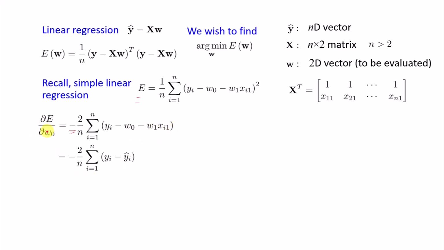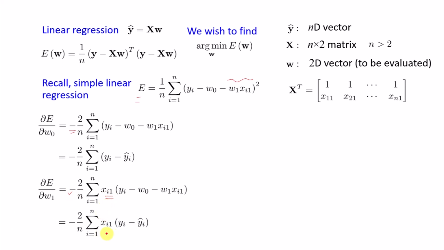Similarly, del E del w1 is very similar. 2 will come here. Whatever is within the bracket will remain there. And then for this w1 xi1, I have to take its derivative, so it will give me minus of xi1. That is where this minus sign is. And xi1 is here. Once again, I can write it as xi1 times yi minus yi hat.